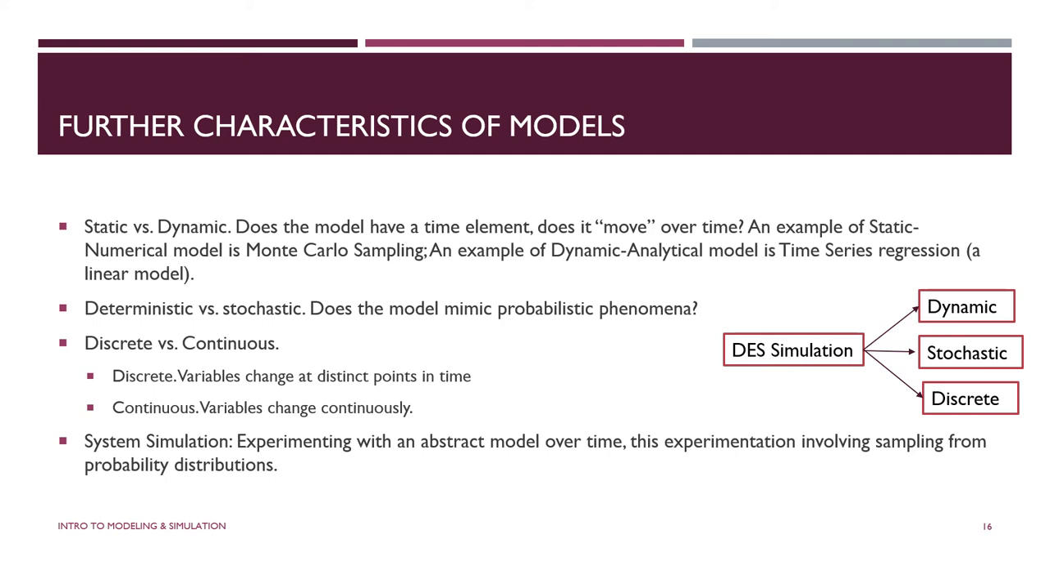If we're looking at the way an electron moves about in the model of an atom or a molecule, we may keep track of it over time. So there's definitely a time element in that. And certainly in the simulations we're going to be looking at in this class, there's always a time element. Static means we're looking at things in a particular moment in time. And one example of static numerical modeling is Monte Carlo sampling, where you're repeatedly sampling from a probability distribution.